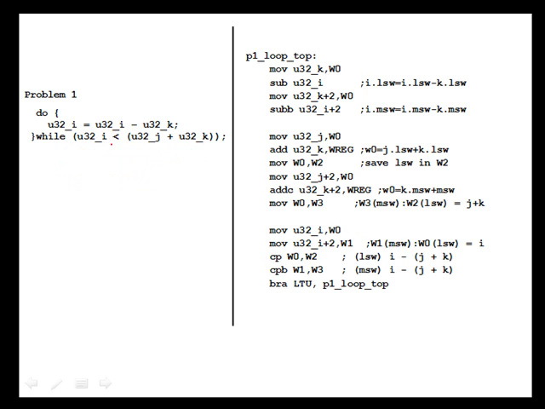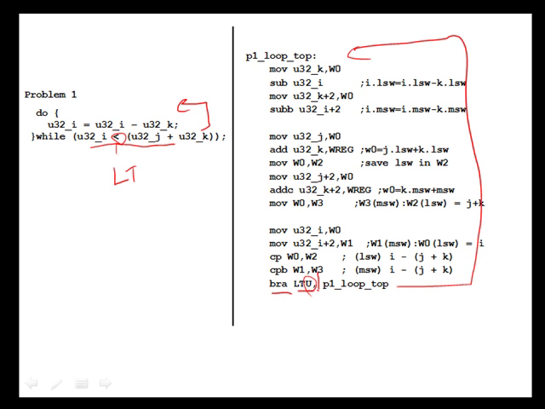Well, what branch do we need? If this comparison is true, if this condition is true, then we need to do a branch on the true condition back up to the top, and the true condition is a less than. So we're going to do a branch on less than unsigned up to the loop top. If this branch is not taken, it means that this condition is false, and we will exit the loop body. At that point, we have finished the solution to this problem.